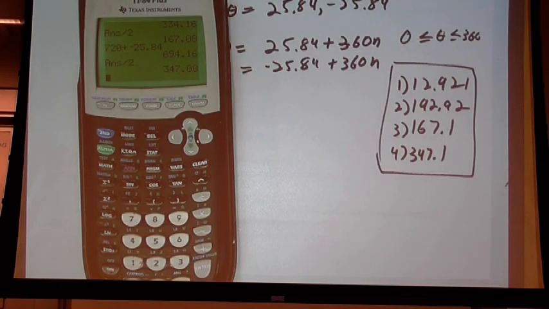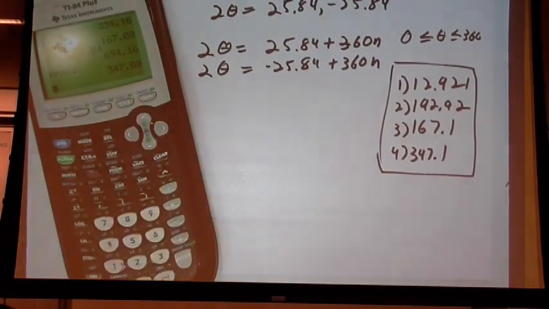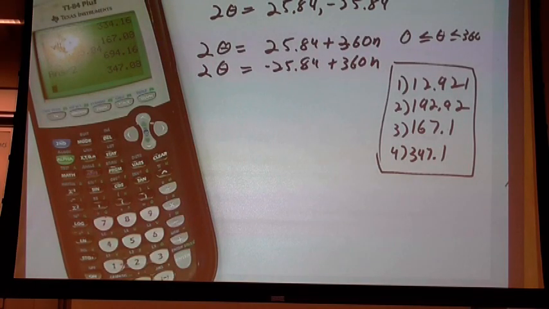All right. Yes, that's exactly right. Because 2 theta is equal to 25.84, so theta is 25.84 divided by... Oh, yes, that's right. That's right. Did you get it?